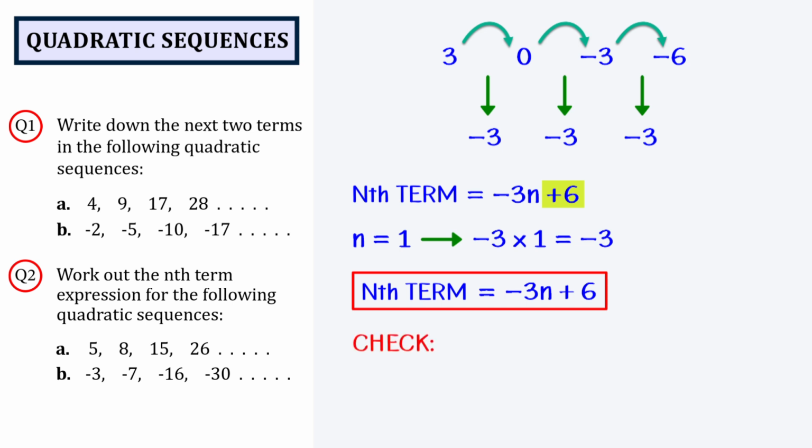Let's check this works by using n is equal to 3. We should get minus 3. So we have minus 3 multiplied by 3 plus 6, which is equal to minus 3. And so the nth term expression for this linear sequence is correct.